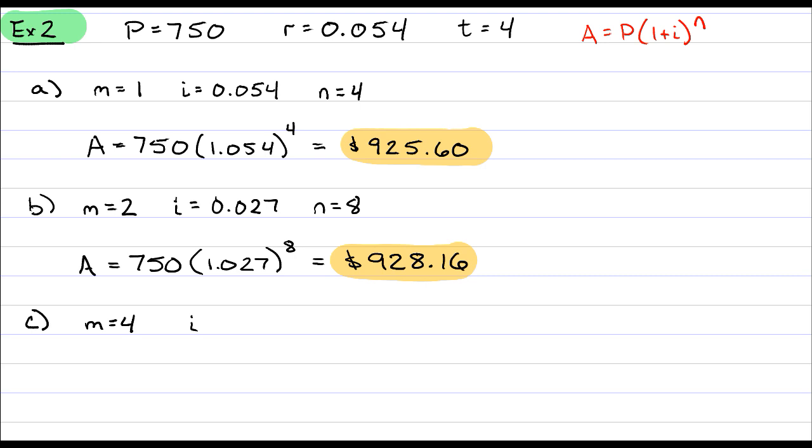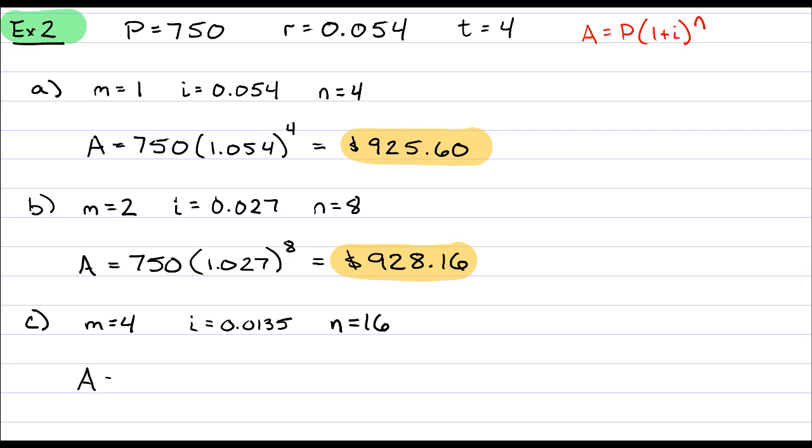Our interest rate is the annual rate of 0.054 divided by 4. So this gives me 0.0135. And N is the number of compounding periods. That is 4 times 4, which is 16. In 4 years, you're going to have 16 quarters.